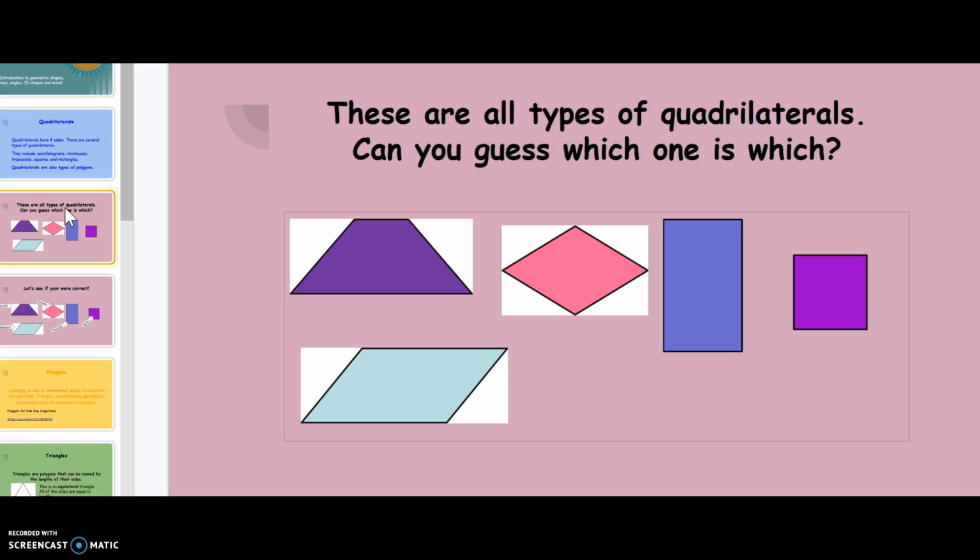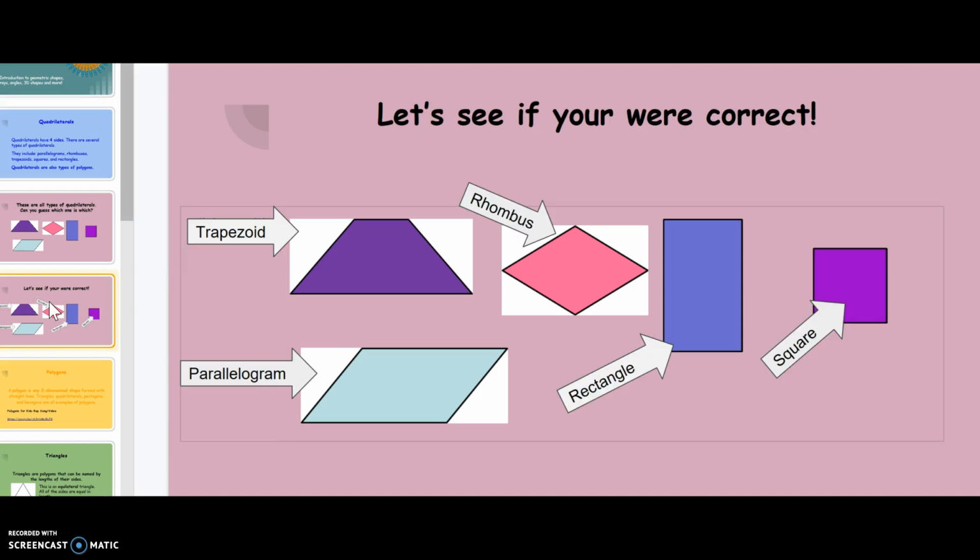So when you look at these, can you guess what type of quadrilateral which one is? So let's look and see. I'm going to give you a moment if you look at it and take your best guess. And 1, 2, 3. We're going to go on to our answer slide here. So you'll see that we have a trapezoid here, a rhombus, a rectangle, a square, and a parallelogram. So maybe you got 100. If you didn't, that's okay.